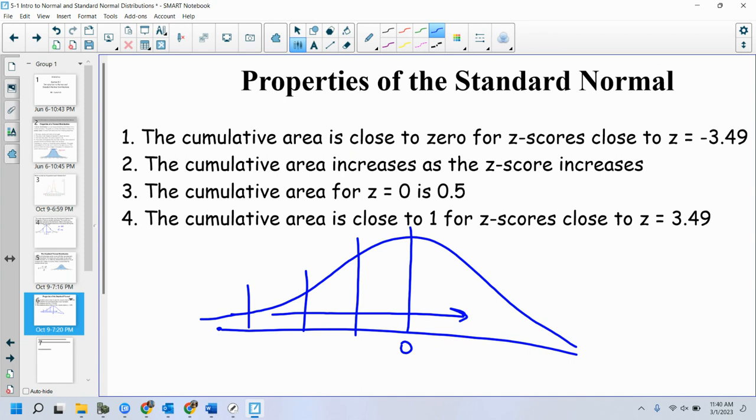Cumulative area is close to 1 for z-scores like 3.49. So 1, 2, 3.5 out here. That's almost all of the data, right? And notice how I'm saying close to. Can we say definitively 1 at 3.49? No, because again, the curve is never going to reach the x-axis. But it's close enough for whatever we're doing, close enough that we would round it off. Basically. Okay.